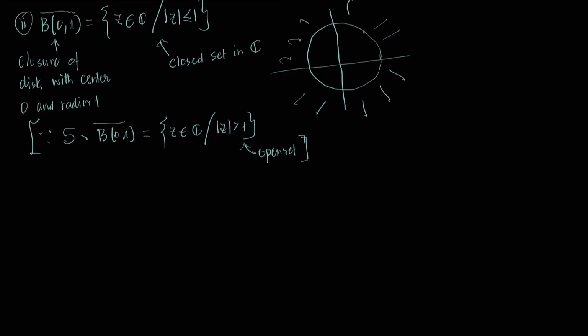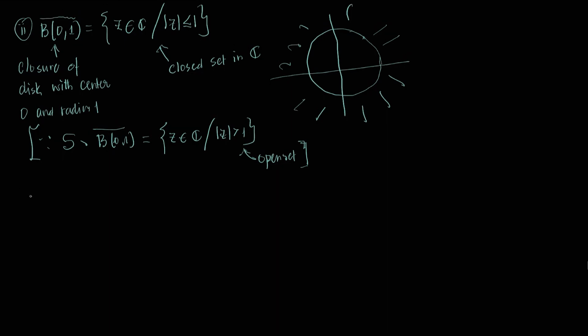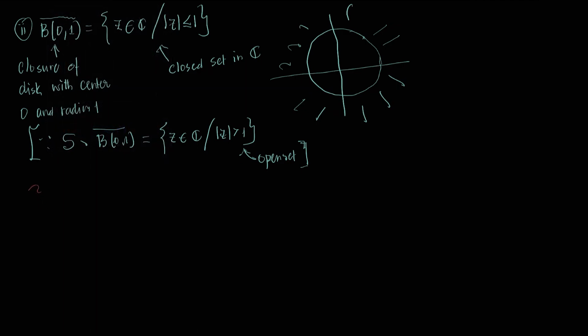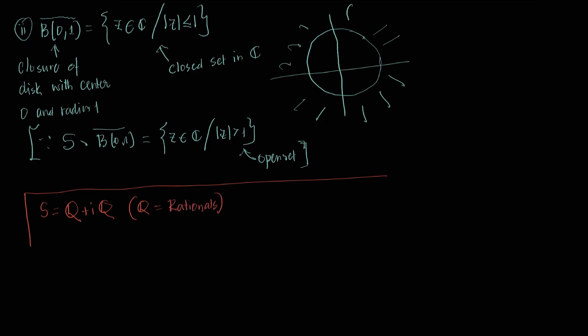There are other very, very complicated sets you can draw. So let me put it this way, a word of caution. Let's say this set S is Q plus iQ. What is Q? Q is the set of all rational numbers, rationals. I'm not writing it properly, but you understand, right? It's a set of all rational numbers.